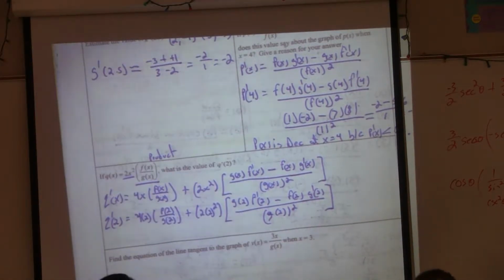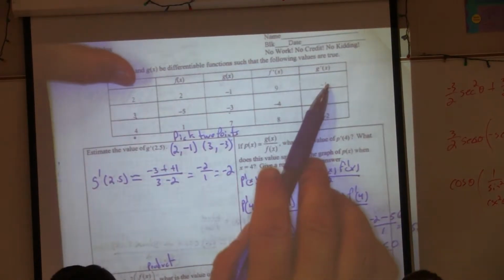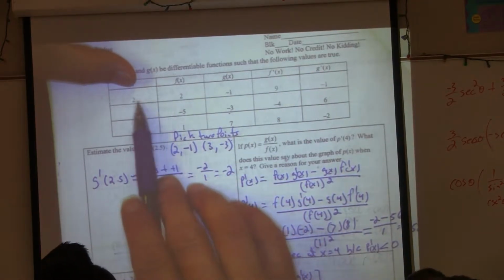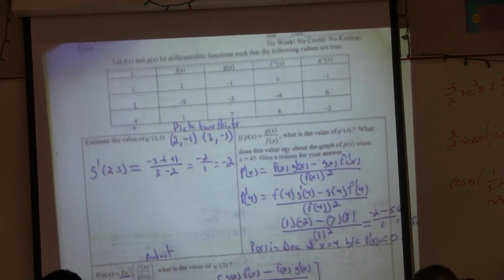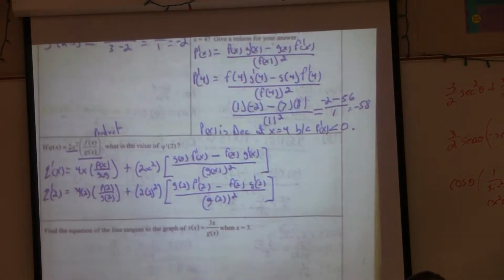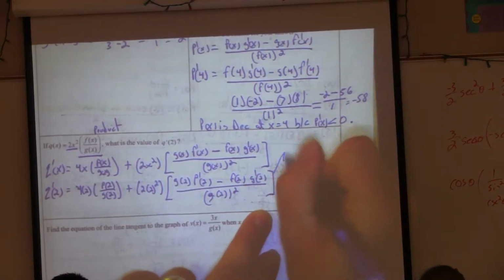What are we looking at? All the values that are where? Two. Are at 2, right? We're going to need f, g, f prime, and g prime at one point or another. But we're looking at these values because they're where the 2 is. Ready? Yes. Let's do it. Wait, no more space. It's a lot of space. Let's come up here.